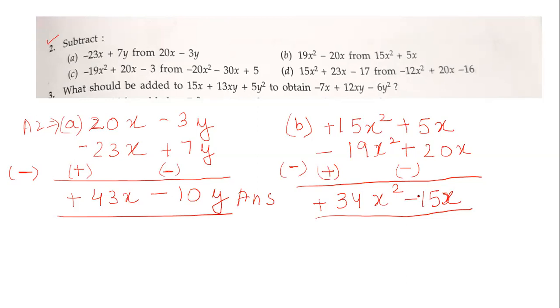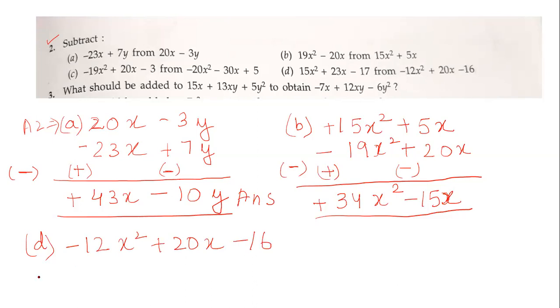So in the similar way, you can do the C part also, and I'm going to do D part for you. Try C part yourself. So D part deals with subtracting this polynomial from this polynomial. So you will write the second polynomial first. Minus 12x square plus 20x minus 16.